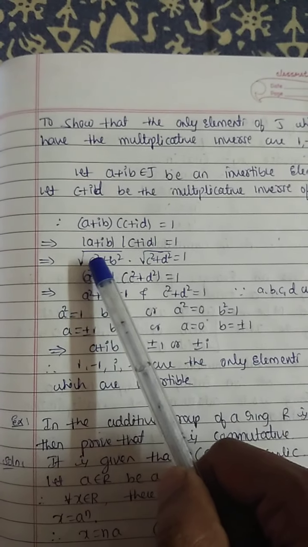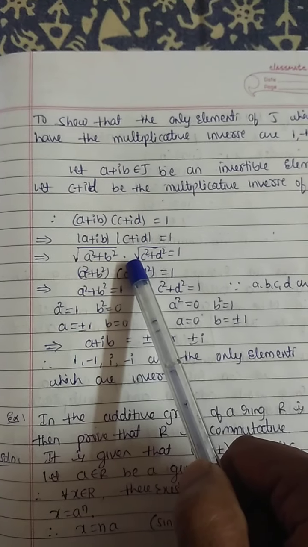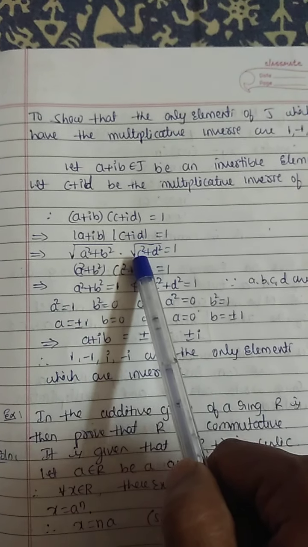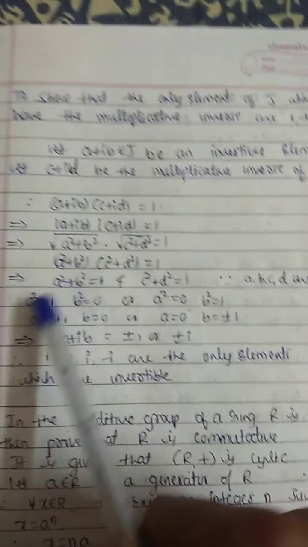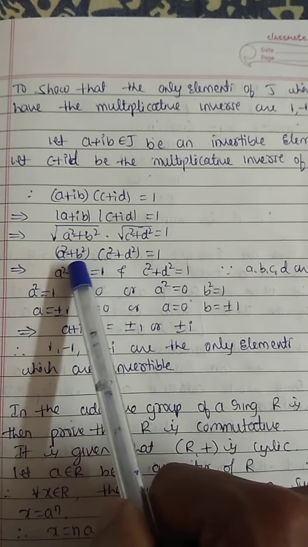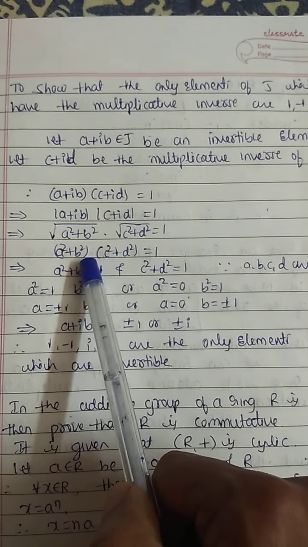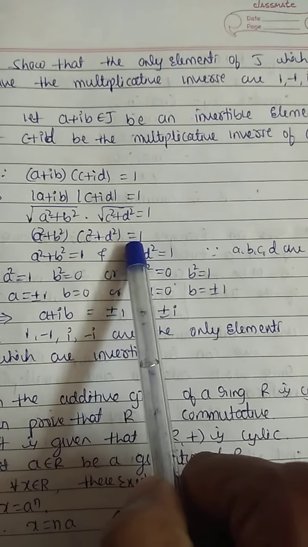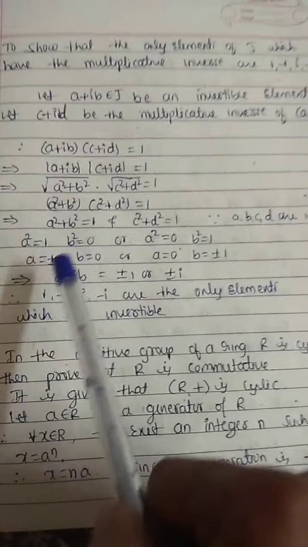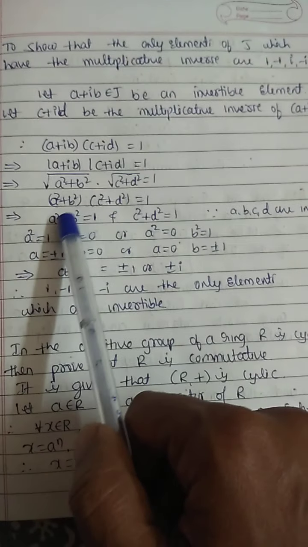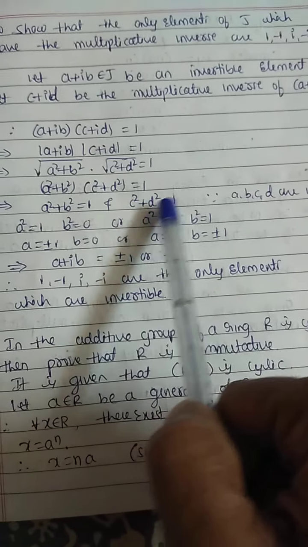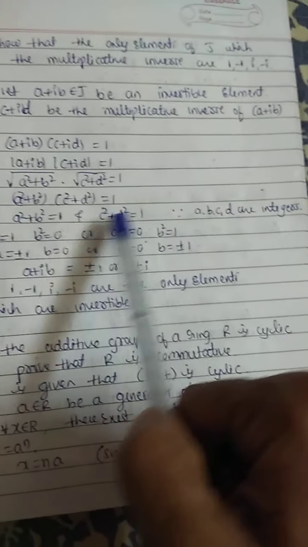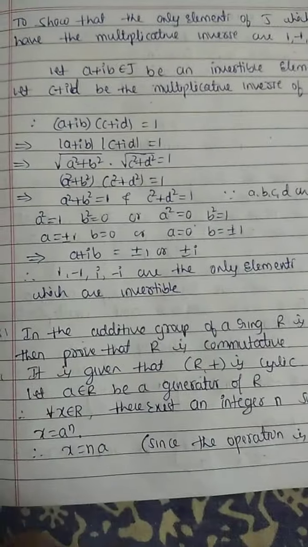The modulus of a + ib is the square root of a² + b², and the modulus of c + id is the square root of c² + d², and the product equals 1. Squaring on both sides, we have (a² + b²)(c² + d²) = 1. This implies a² + b² = 1 and c² + d² = 1. Here a, b, c, d are integers.